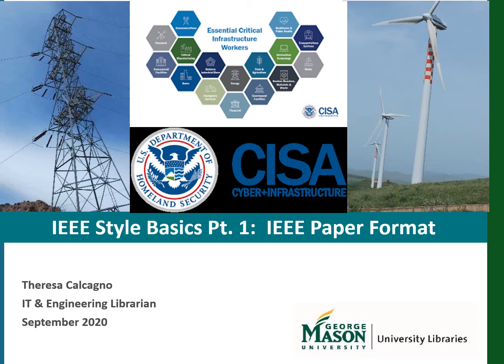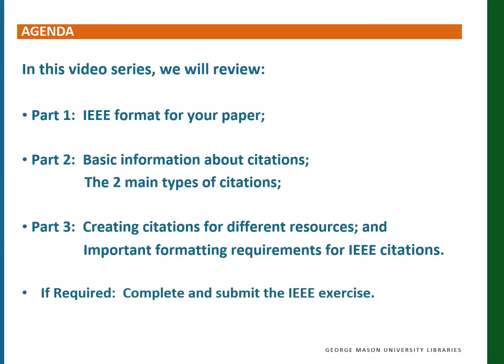This video series comprises 3 parts: IEEE paper format, citation basics, and creating IEEE citations. In Part 1, we will cover the parts of an IEEE paper, how they are organized, and the paper format. In Part 2, we will review why citations are important, when we must cite our sources, and when we don't need to cite anything. We will also talk about the 2 main types of citations. In Part 3, creating citations for different resource types, as well as some important formatting requirements will be reviewed. When you have completed this video series, there is a brief online exercise you also must complete and submit.